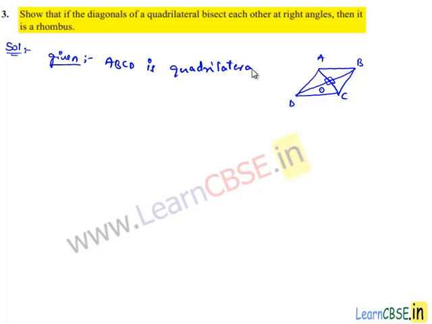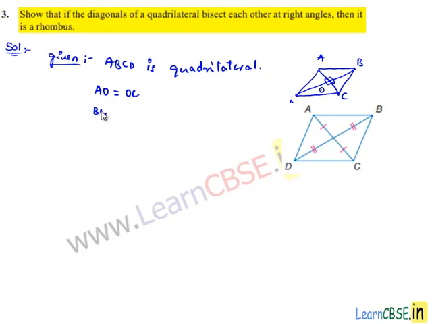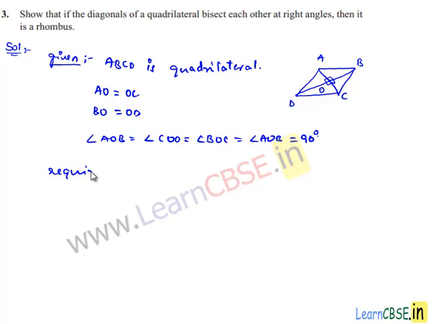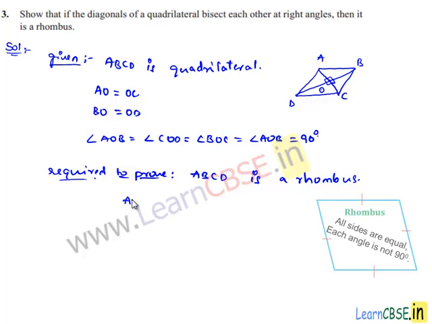So let us note down the given information that ABCD is a quadrilateral, and as AC bisects BD perpendicularly, we can say AO is equal to OC and also BO is equal to OD, and angle AOB is equal to angle COD is equal to angle BOC is equal to angle AOD is equal to 90 degrees. Here what we require to prove is ABCD is a rhombus. We know the properties of a rhombus, that in a rhombus the diagonals bisect each other perpendicularly and all the sides will be equal. Here initially the condition is given that diagonals bisect each other perpendicularly. Now we need to prove that all the sides are equal, that is AB is equal to BC is equal to CD is equal to DA.